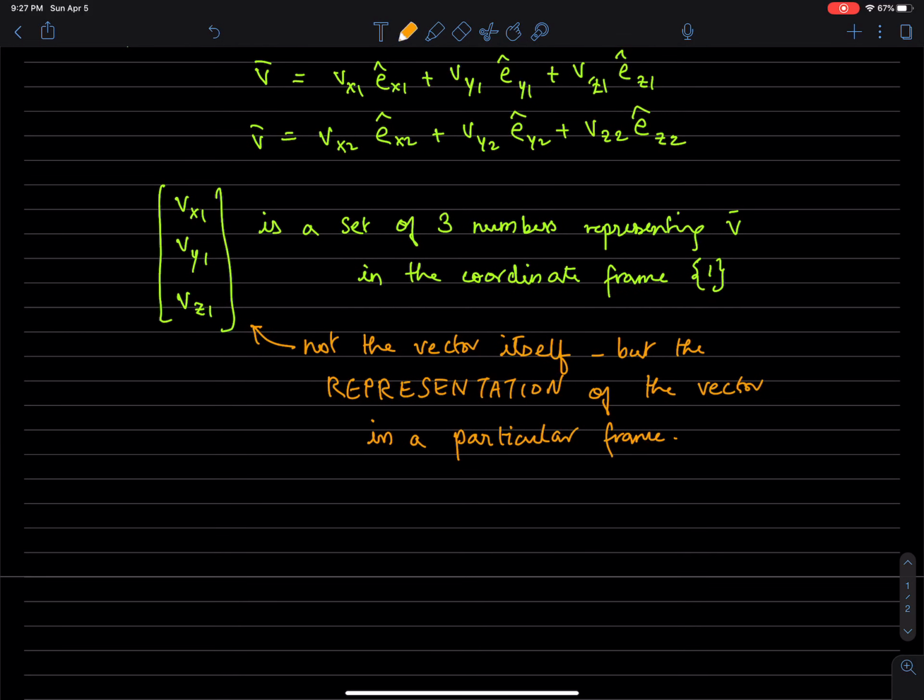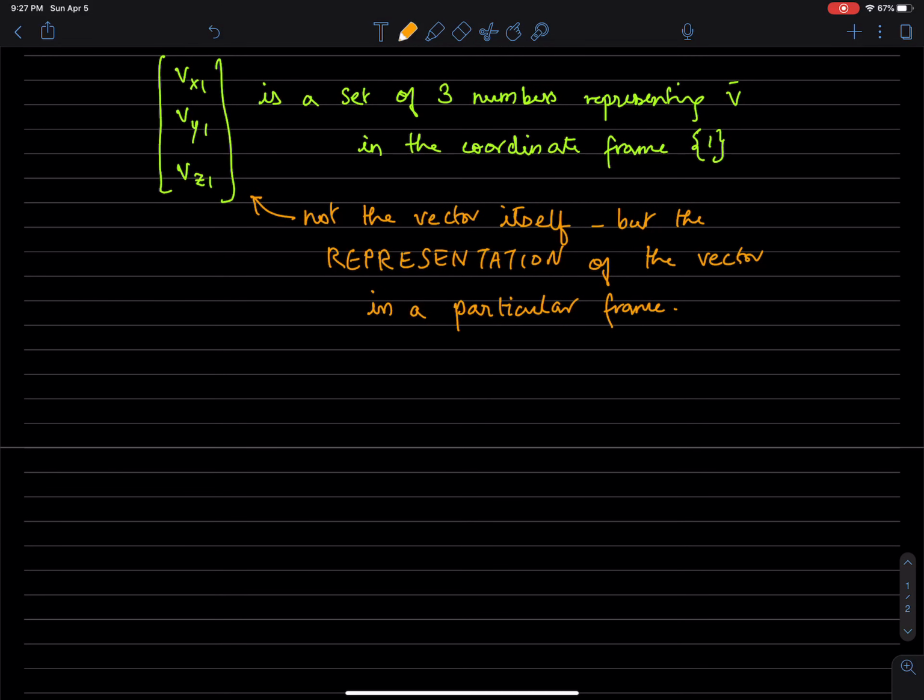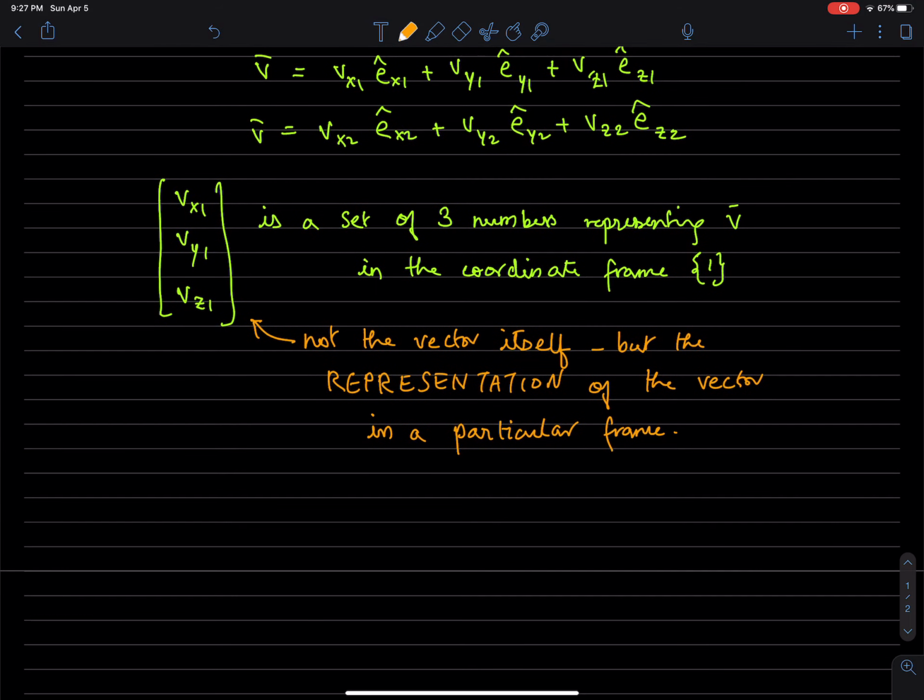So I'm going to introduce a piece of notation. For representations like this, we might say this thing is actually equal to v, the vector, but it's not equal to v itself. We're going to say it's the representation of v in frame 1, okay? So what we are saying here is that this is not equal to the vector itself, but it's the representation, indicated by enclosing it in square brackets, in frame 1.